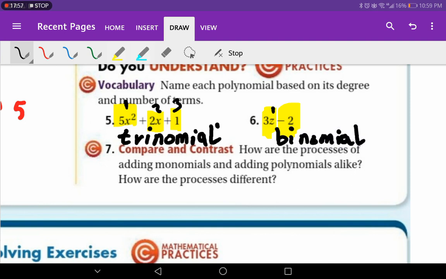Binomial. Okay, so if he asks me to name it regarding its degree, I take the highest power and see it. If it is 2, it is quadratic. If it is 1, it is linear. Teacher, if it is 3, so it is cubic or a cube. Okay? Okay, my dear student? It is clear now.